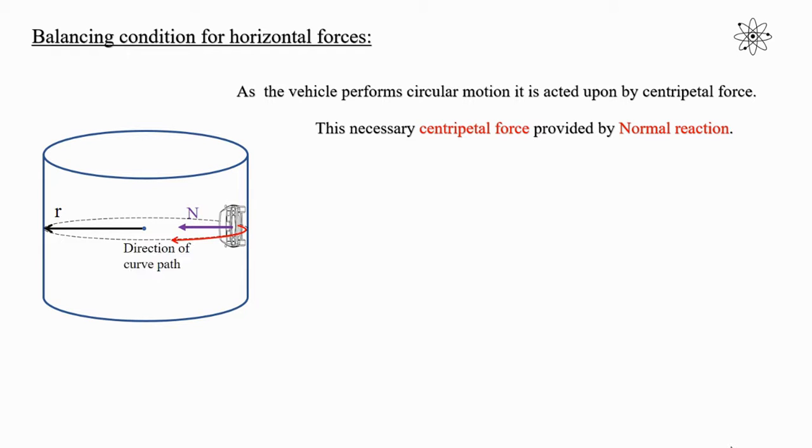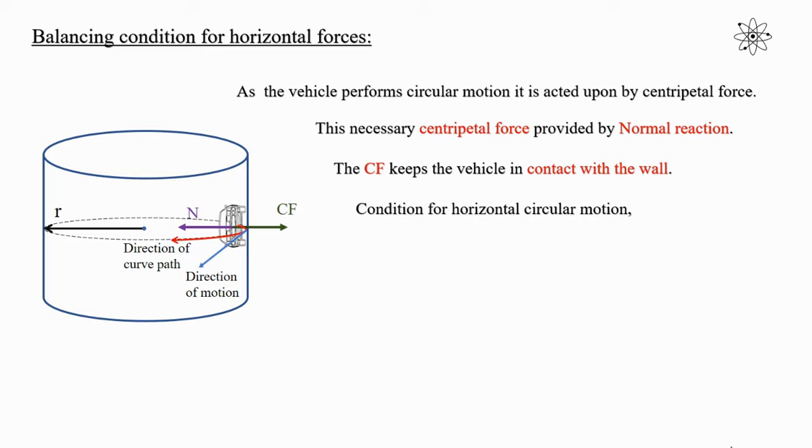This is the direction of the circular path along which the car is moving. This is the direction of motion, tangent to the circular path. As you observe, students, the car takes a turn on the left side, but the car tries to keep itself on the right side. It is because there is a centrifugal force which acts on the body and tries to keep the body in contact with the wall. So the centrifugal force keeps the vehicle in contact with the wall.